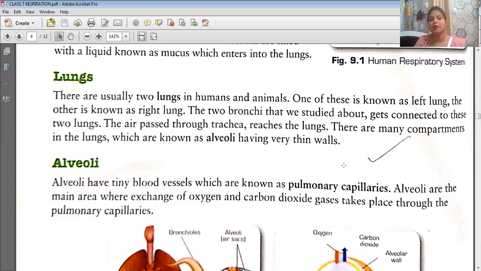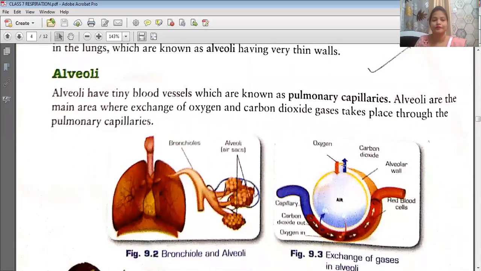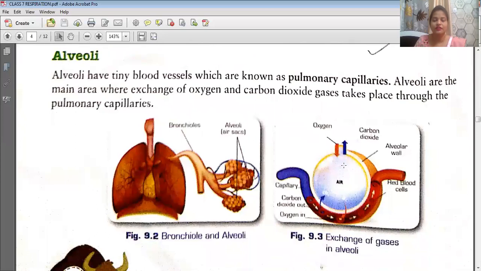There are many small compartments in our lungs, which are known as alveoli. The alveoli's walls are very thin. The next topic is alveoli. Alveoli have tiny blood vessels. Very small, minute blood vessels are present in the alveoli, and these blood vessels are known as pulmonary capillaries.